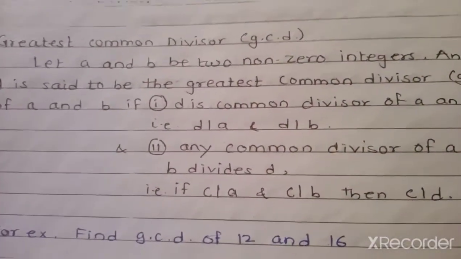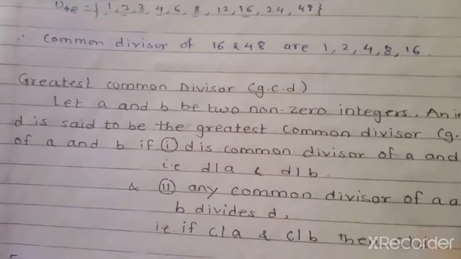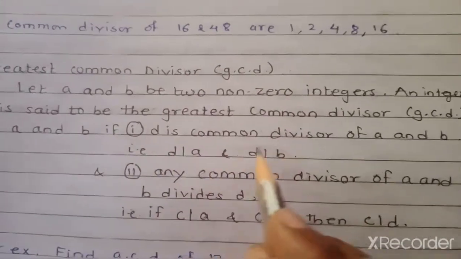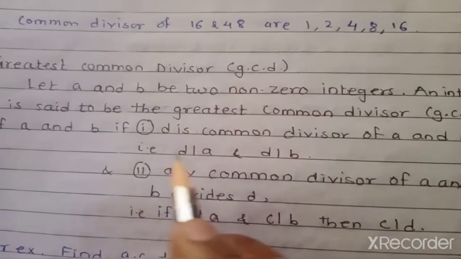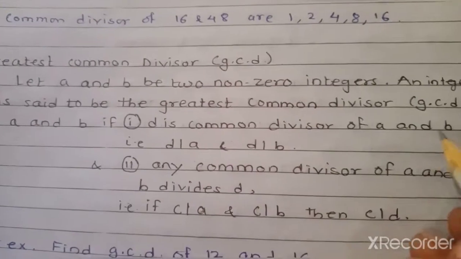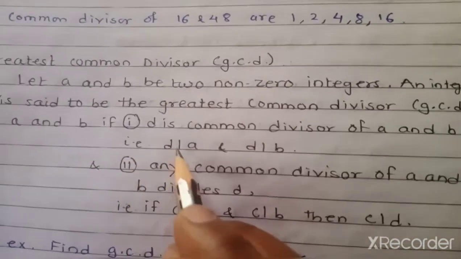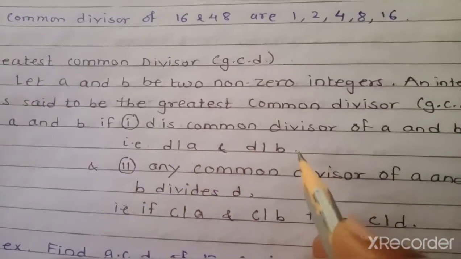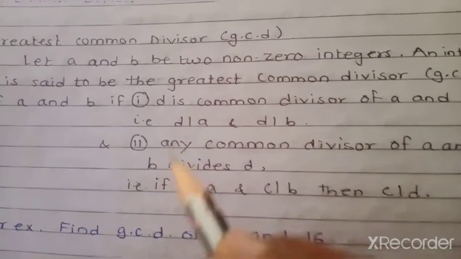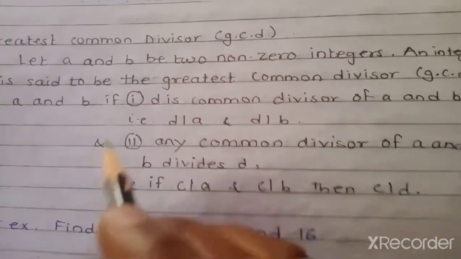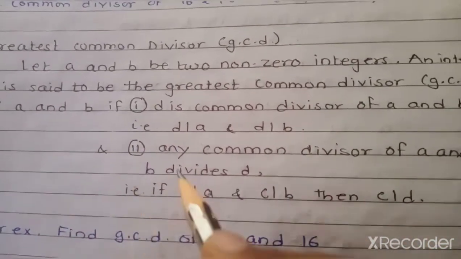So see the first condition is that d is a common divisor of a and b. We say d is a common divisor of a and b if d divides a also and d divides b also. But to say that d is greater, there is a second condition related to that.